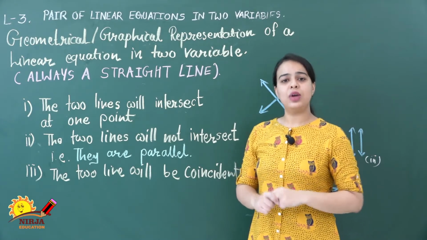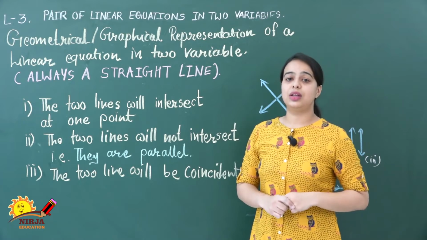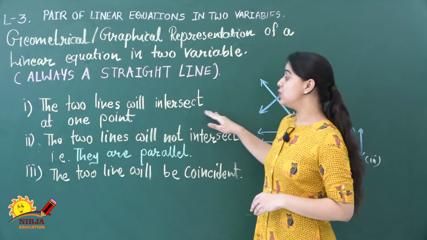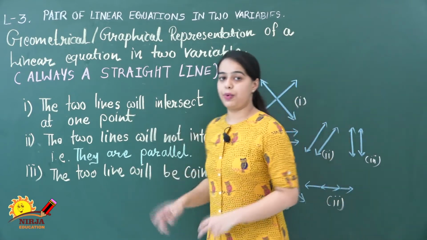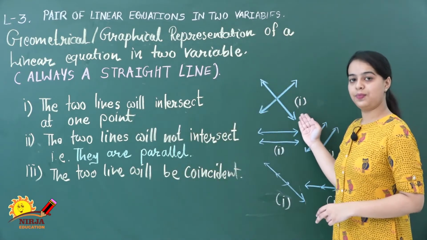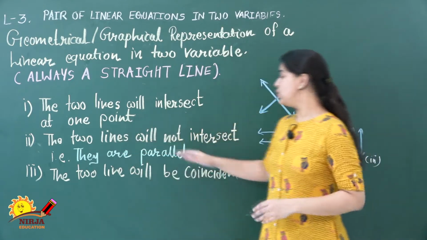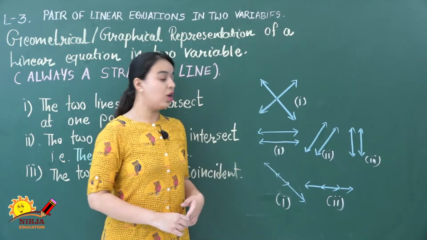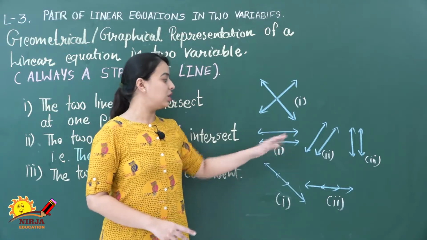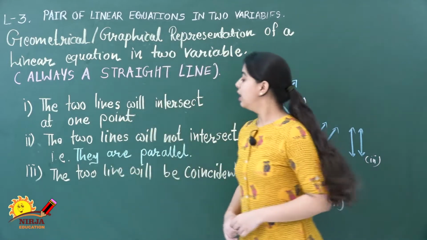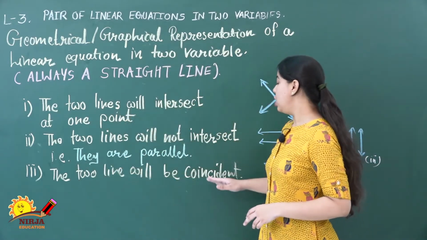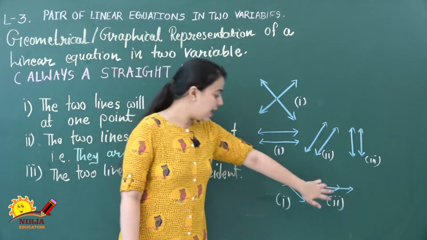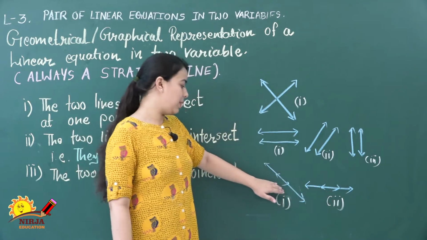And when we draw 2 straight lines together, there are 3 possibilities. First one is, the 2 lines will intersect at one point like this. Second one is, the 2 lines will not intersect, that means they are parallel. That means they are not going to meet or intersect each other at any point. Third one is, the 2 lines will coincide with each other this way, one line lying inside another, on the same line.